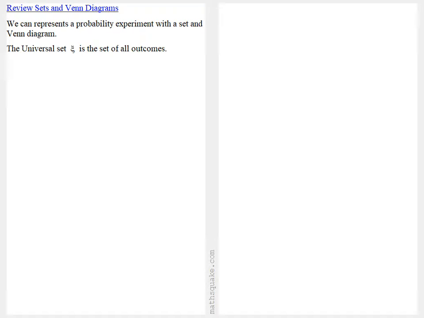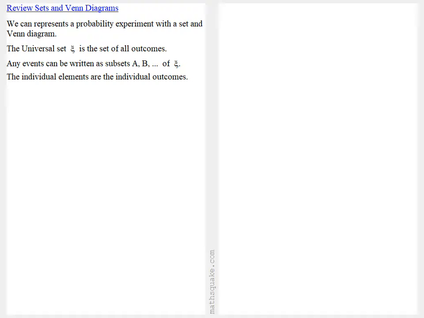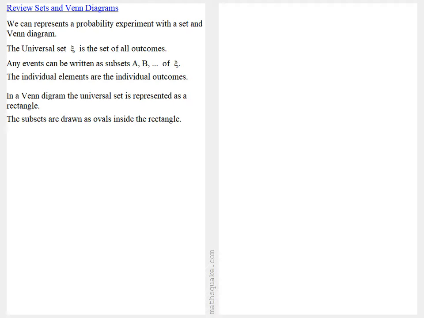Let's also have a quick revision of sets and Venn diagrams. Now we can represent a probability experiment with a set and a Venn diagram. The universal set, which is a curly E, is the set of all outcomes. Any event can be written as a subset A, B, etc. of the universal set. The individual elements of the set are the individual probability outcomes. Now in a Venn diagram, the universal set is represented as a rectangle and the subsets are drawn as oval shapes inside the rectangle.